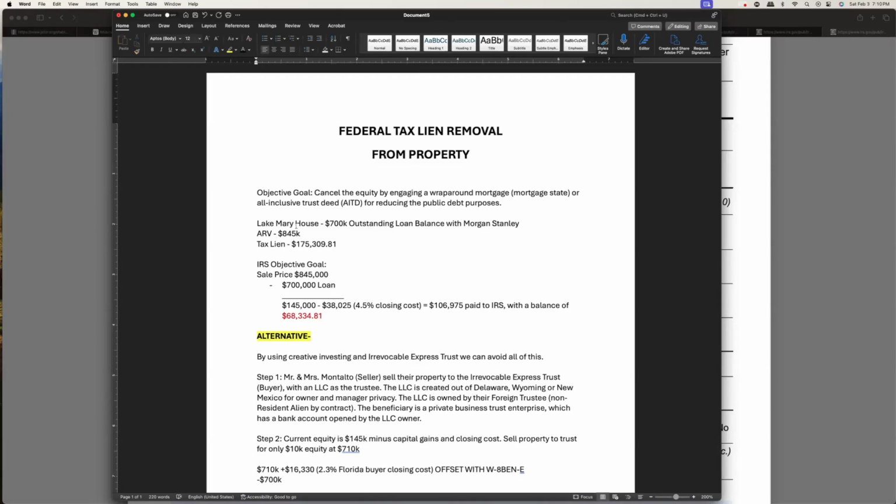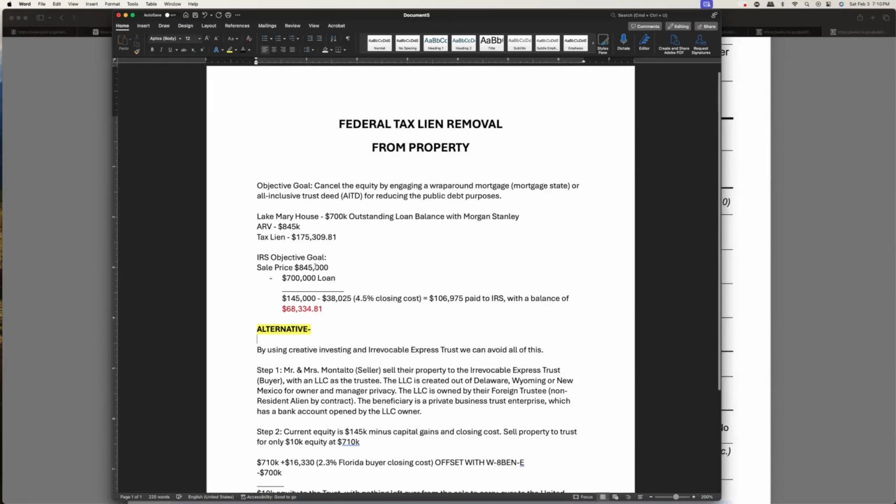So clearly we have $145,000 equity sitting in this property. The tax lien is $175,000. So the IRS, their goal is when there is a sale, and a lot of times taxpayers are inclined to sell if they don't have any other means of paying this balance off. They're inclined to sell.